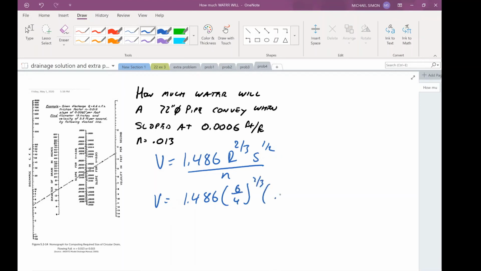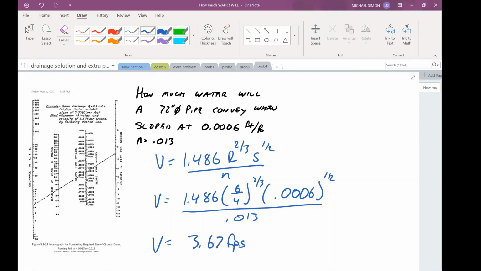times 0.0006 to the 1/2 over 0.013. 6 divided by 4, raise that to the 2/3, times square root of 0.0006 times 1.486, divided by 0.013. That gives me a velocity of 3.67 feet per second.